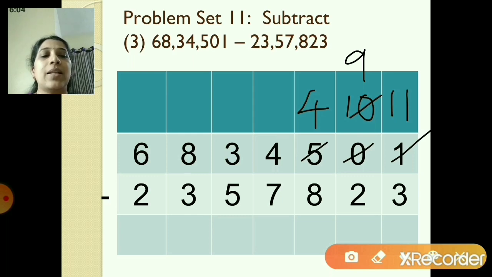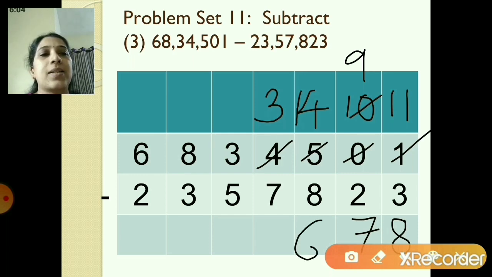So 11 minus 3 is 8. 9 minus 2 is 7. Now 4 minus 8. You cannot subtract 8 from 4. So you are going to borrow 1 from the thousands place. So it will become 3 in the thousands place, and in the hundreds place it will become 14. 14 minus 8 is 6.